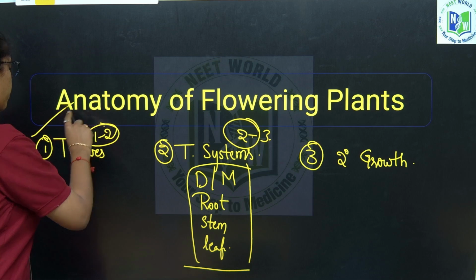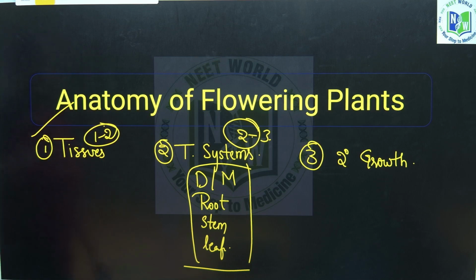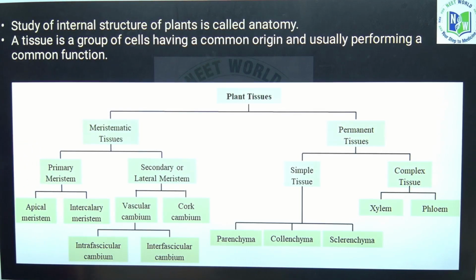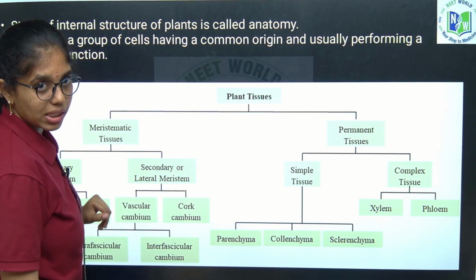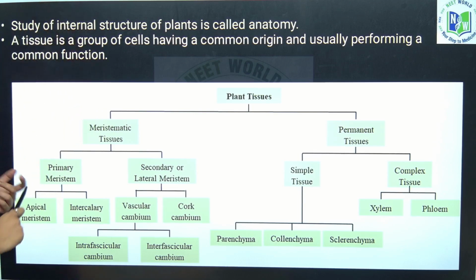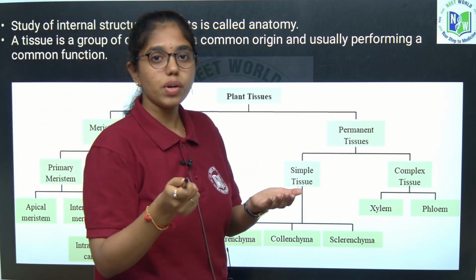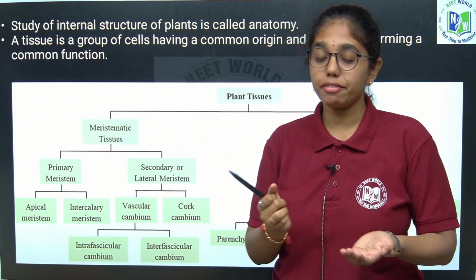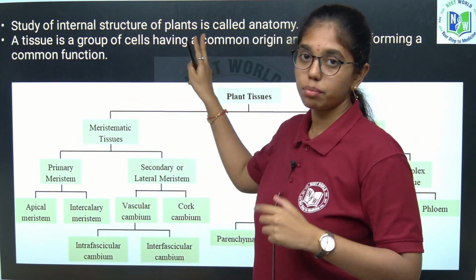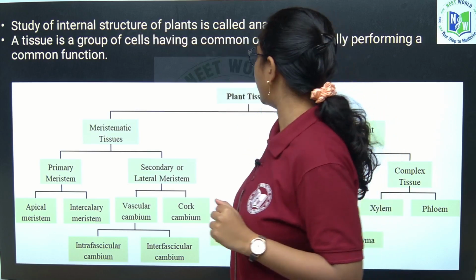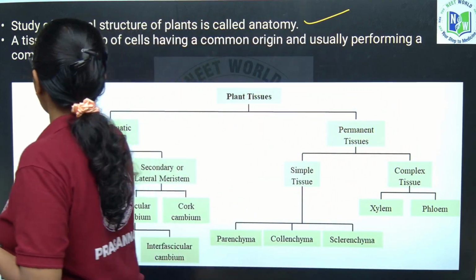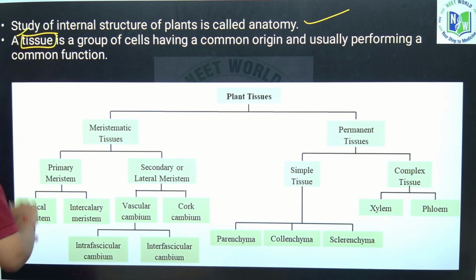So now, within 20 to 30 minutes, let us have a quick discussion on tissues so that we can solve all the objectives. Firstly, what is anatomy? Anatomy is nothing but the study of internal structure of plants. When you transversect a root, stem, leaf and observe the internal structure, that is called anatomy, the study of internal structure of plants.